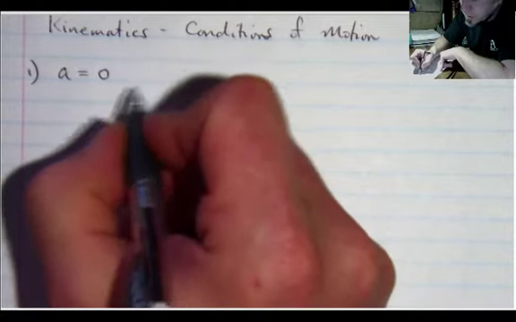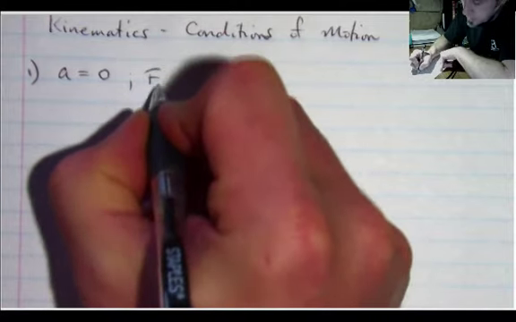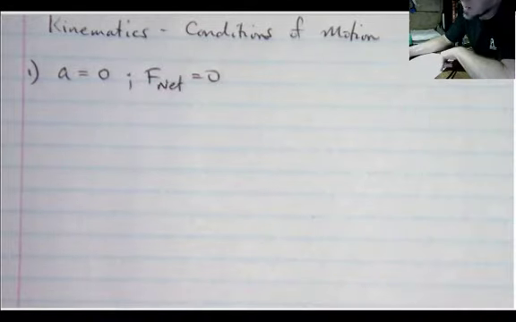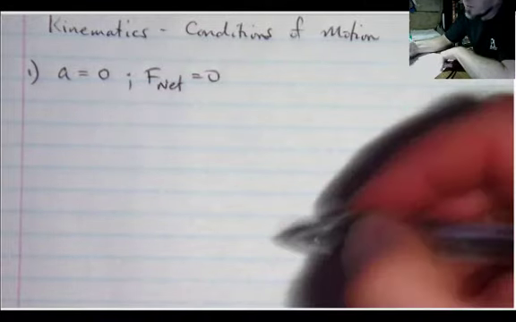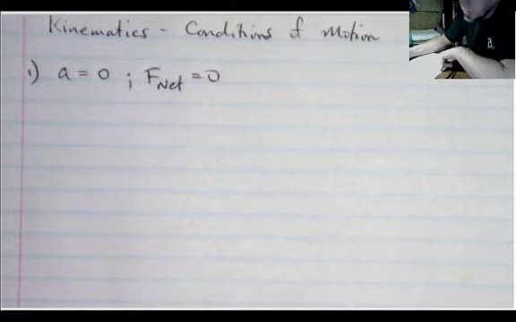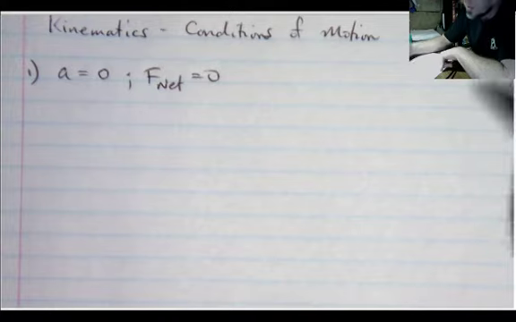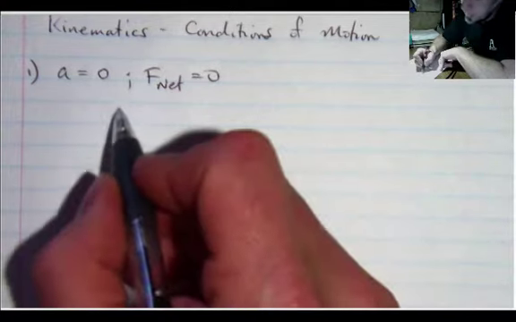Our first condition of motion is when acceleration is equal to 0. Acceleration is equal to 0 when there is no net force. So the net force equals 0. In other words, if there are any forces acting on the object, they are balanced by an equal and opposite force. So overall, the object does not feel a net force or experience a net force.